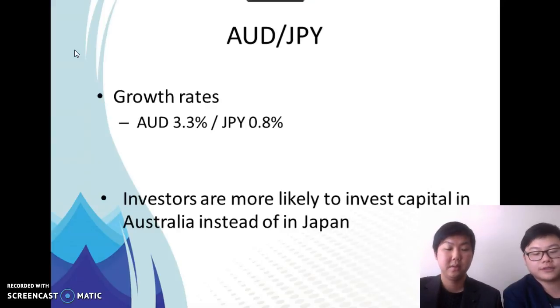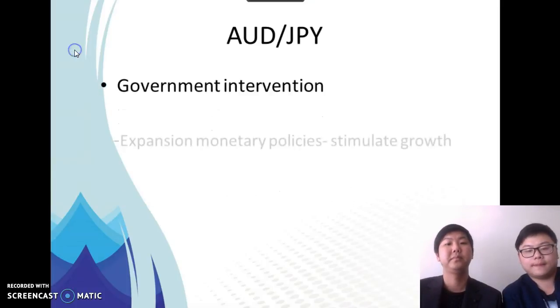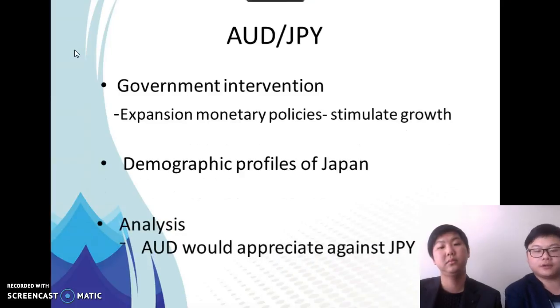The value of currencies is dependent on government policy. Last part, overall, the government in Japan is much more aggressive in using expansionary monetary policies to stimulate economic growth. For example, Japan maintains a negative interest rate to stimulate its economic growth. The government has no intention to raise interest rate in the short term.